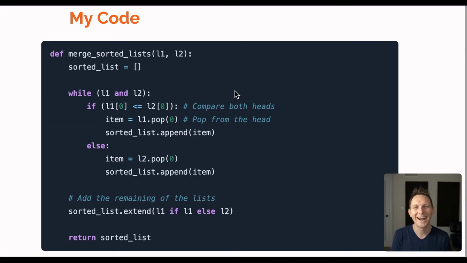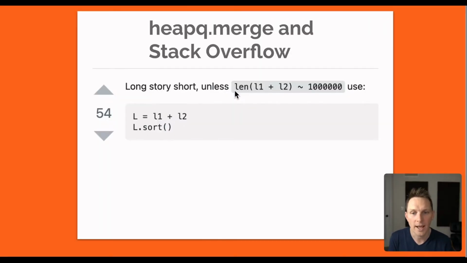So I head to Stack Overflow. Basically, I Google how to merge two sorted lists in Python, and I end up on Stack Overflow. And there I find that there's heapq.merge, which is exactly this algorithm, except it works over any iterator. It takes two lists, and if they're in sorted order, it will produce a new iterator that's also in sorted order. Makes sense, right?